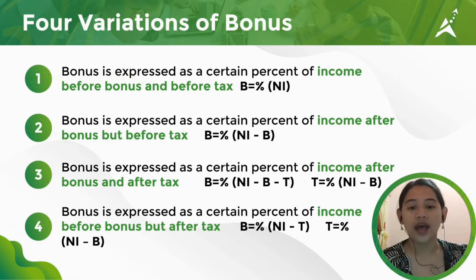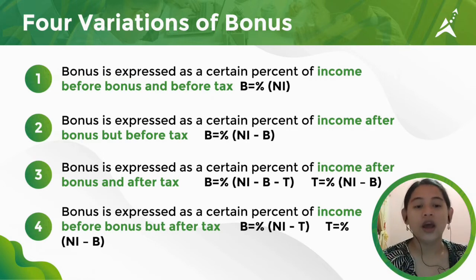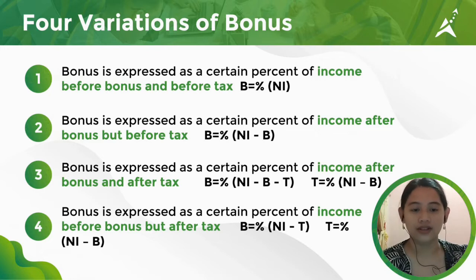Next, sa unang variation, kaya siya naging B is equals dahil sa ating algebra kung natatandaan natin, bonus is, ibig sabihin ng is equals. Thus, B is equals to, B is expressed as a certain percent. Now, yung bonus daw, part siya of what?